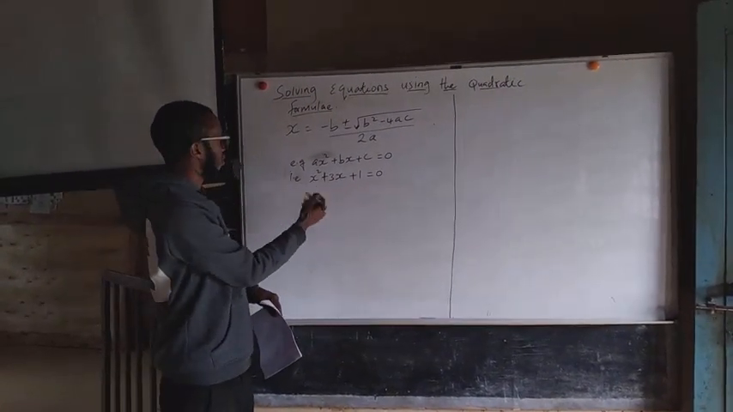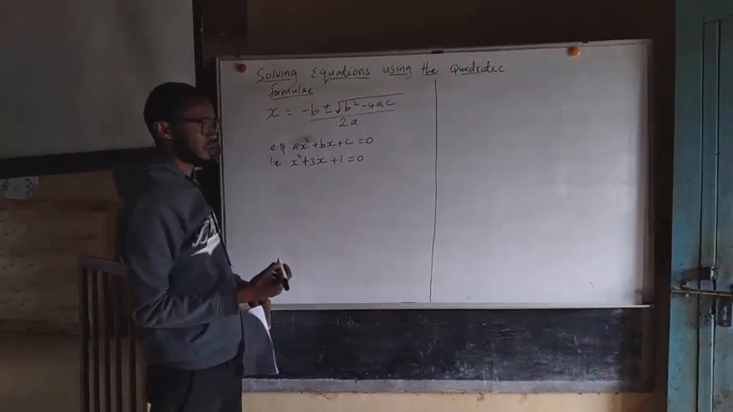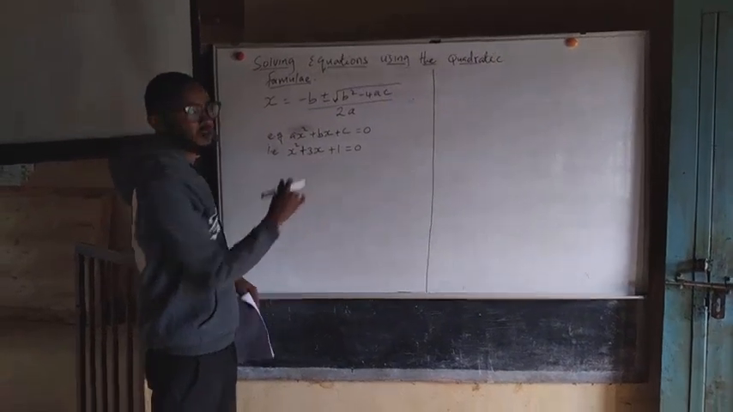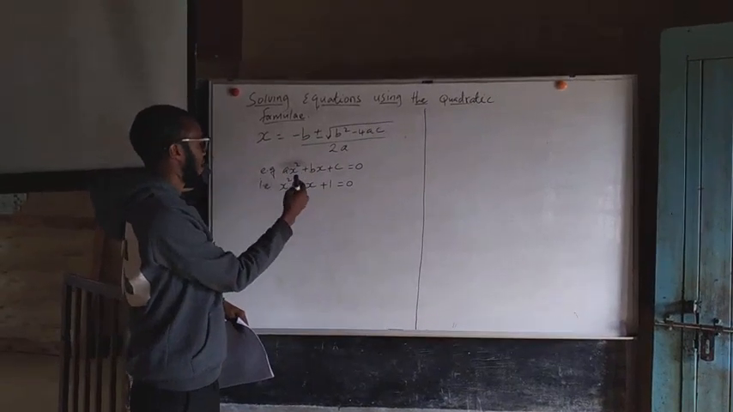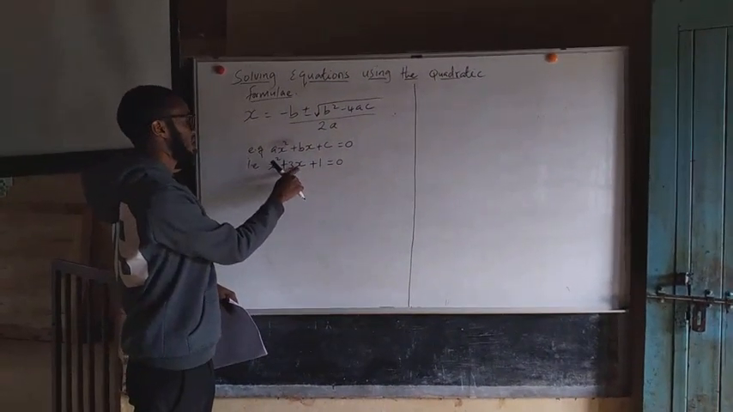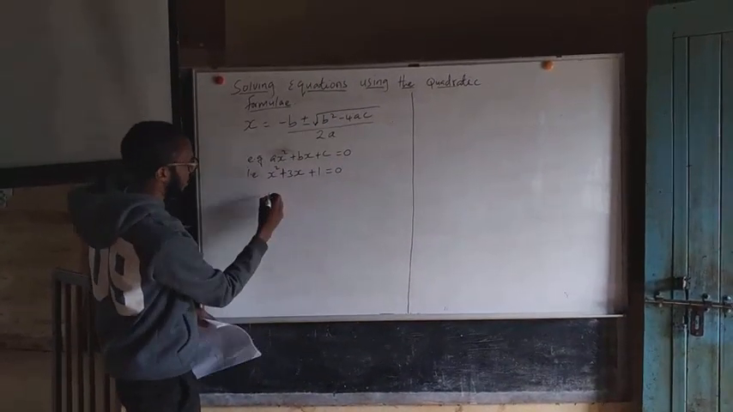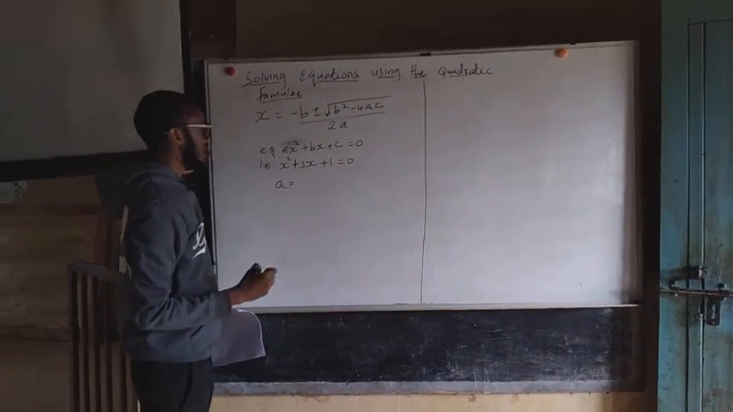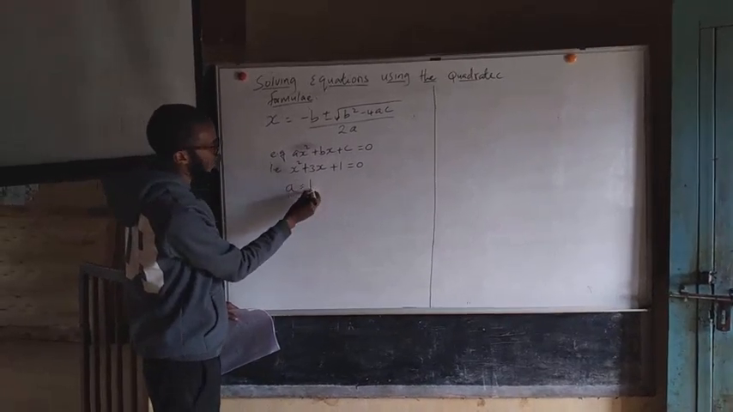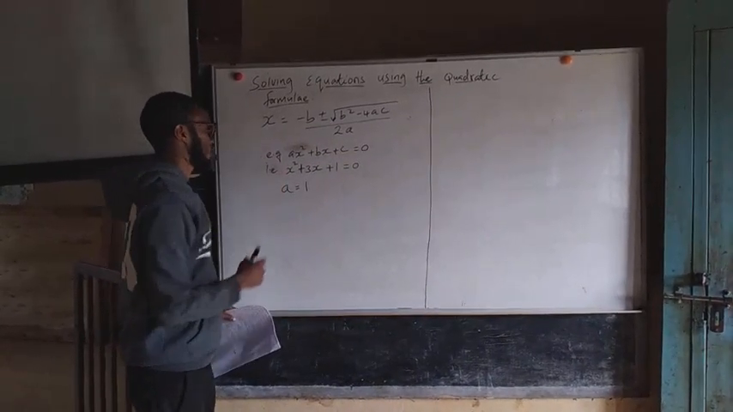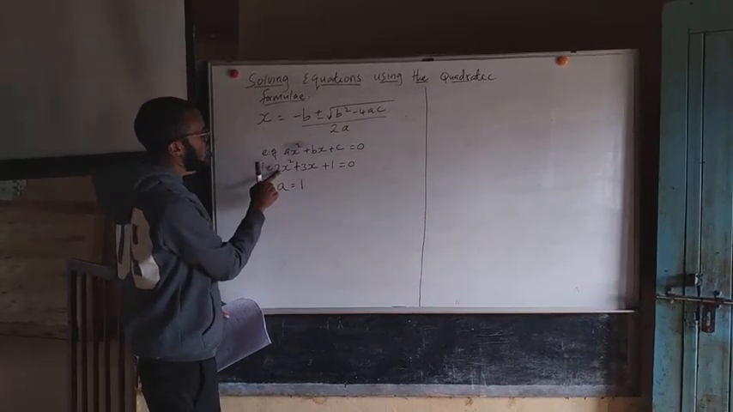So we have this example whereby you have been told x squared plus 3x plus 1 equals 0. If you are told to solve this one using the quadratic formula, first we get the values of the coefficient of x squared, the coefficient of x, and then the constant term. Because we have a, b, and c here, we can say what is a. A is the coefficient of x squared, which here is 1. That's why it has not been written. If it was 2, the coefficient of x squared would have been 2.